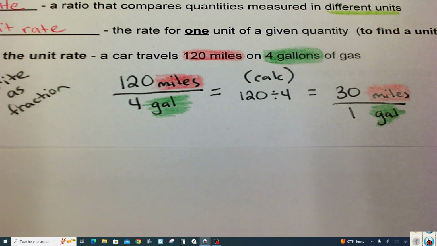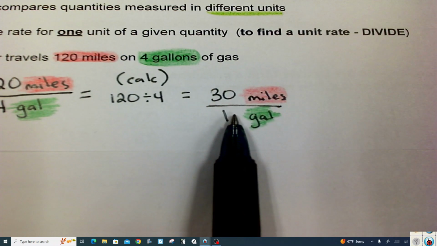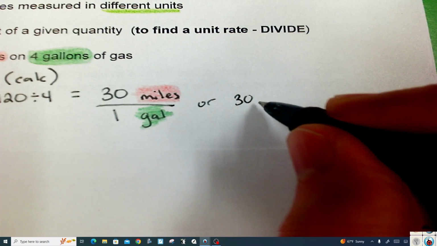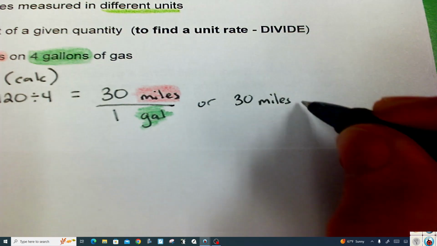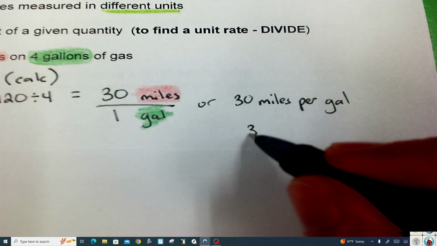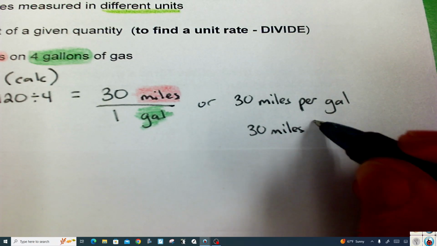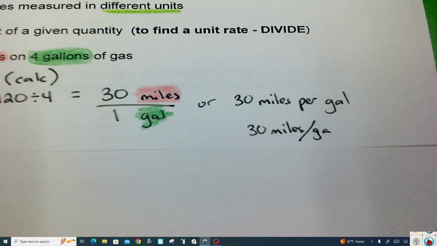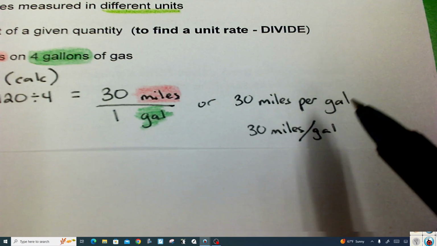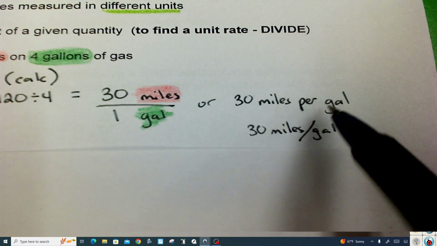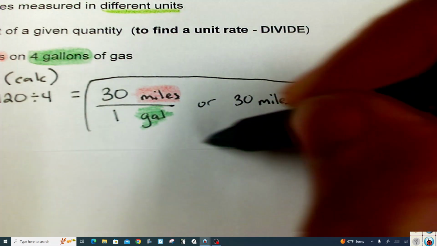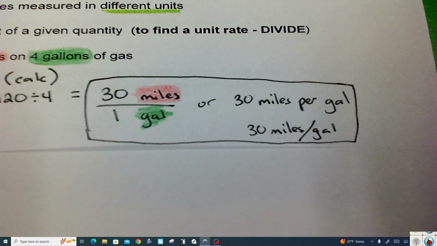Now there's a few other ways that we can write this answer. This is our unit rate right here. But there's a couple of other ways that we could write it. We could just write it as 30 miles, and then we write the word per gallon. Or how about this one? 30 miles slash gallon. Okay? Any of these three would work. You can color code the miles and the gallons if you want to, but let's just block this in so that way everybody can see the different ways that you could find the unit rate.